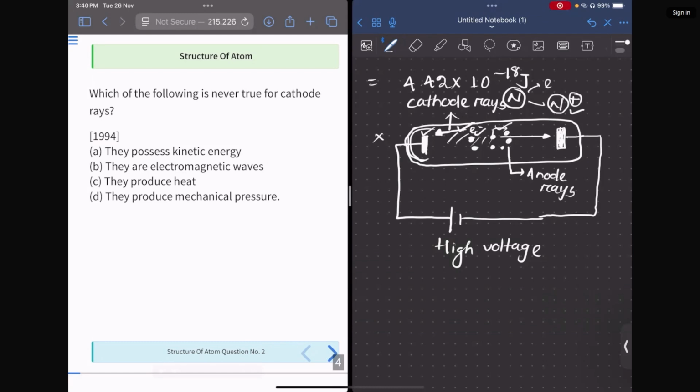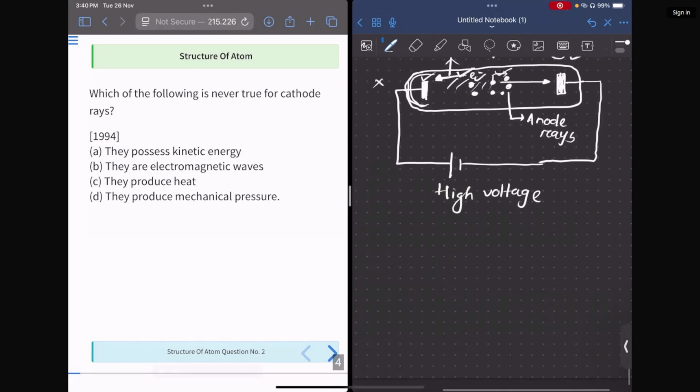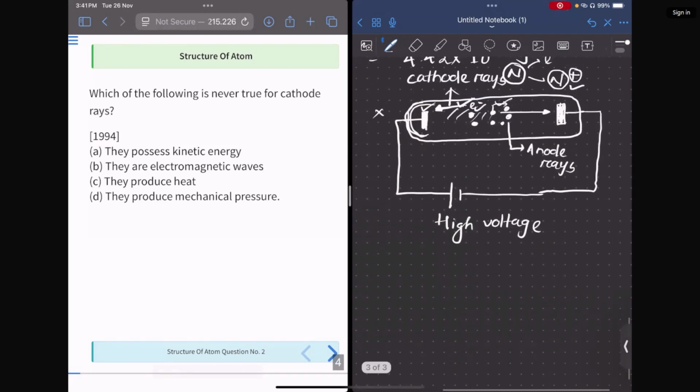So we have to study about their properties. Let's move one by one. The first option says they possess kinetic energy. It is saying that the cathode rays, meaning electrons, possess kinetic energy. Obviously, it is correct.